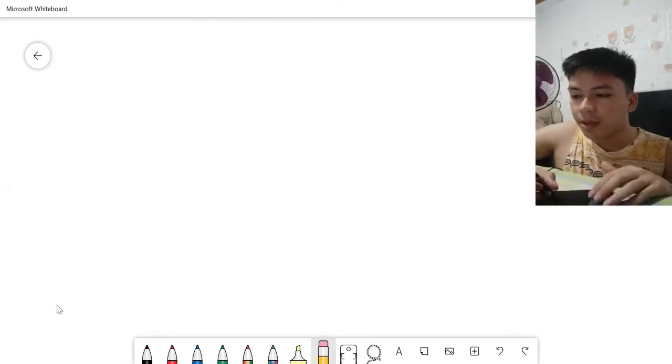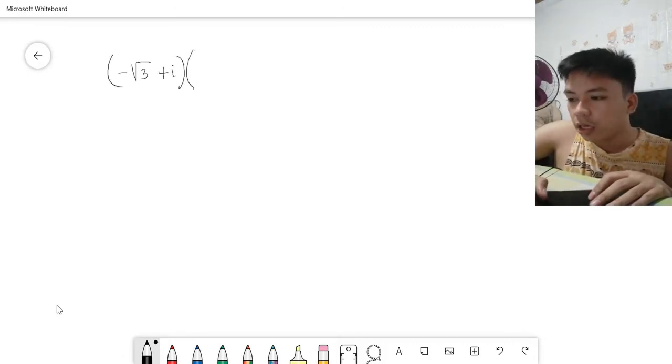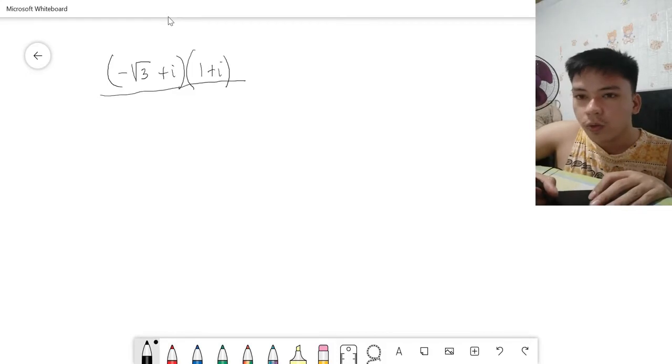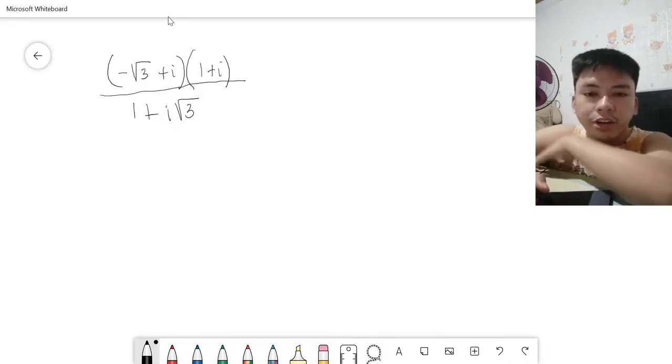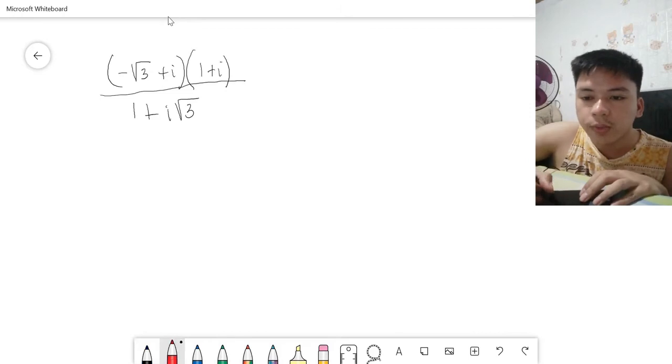Okay, so let's consider an example here. I would have, let's say, negative square root of 3 plus i, and 1 plus i, all over 1 plus i square root of 3, something like that. In order for us to solve that, we will have to use the identity we've done earlier. So I will denote the first as z1, the second as z2, and the third as z3.